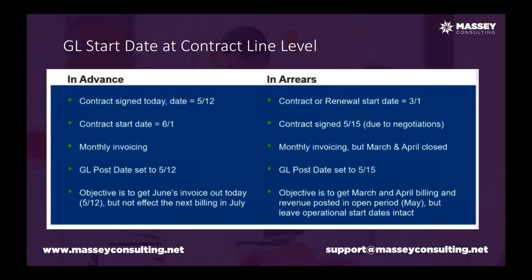Kind of a play on words there, I guess, leaving it intact. But so you've got a contract that starts in March, signed in May. You can't book in the GL to March and April because they're already closed. So this gives you that ability to automate that without having to make any kind of adjusting journal entries or having to do anything really weird with your contract dates. Right?